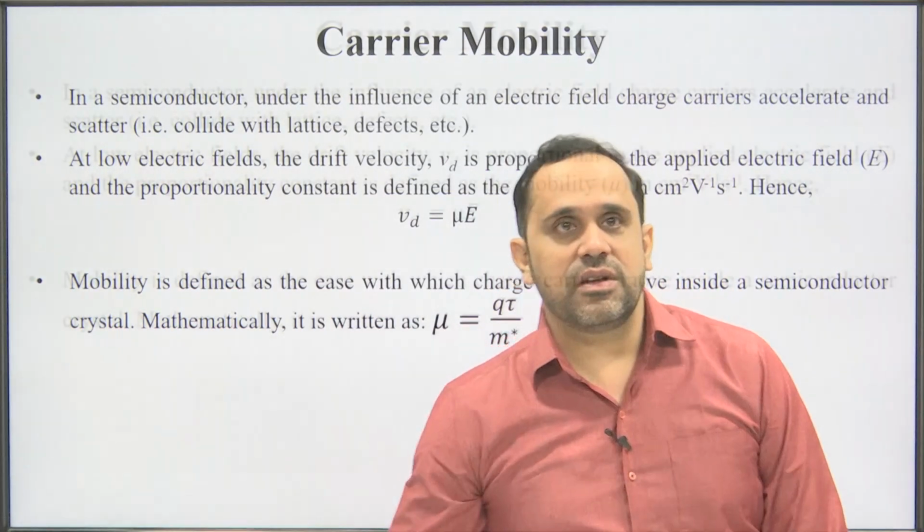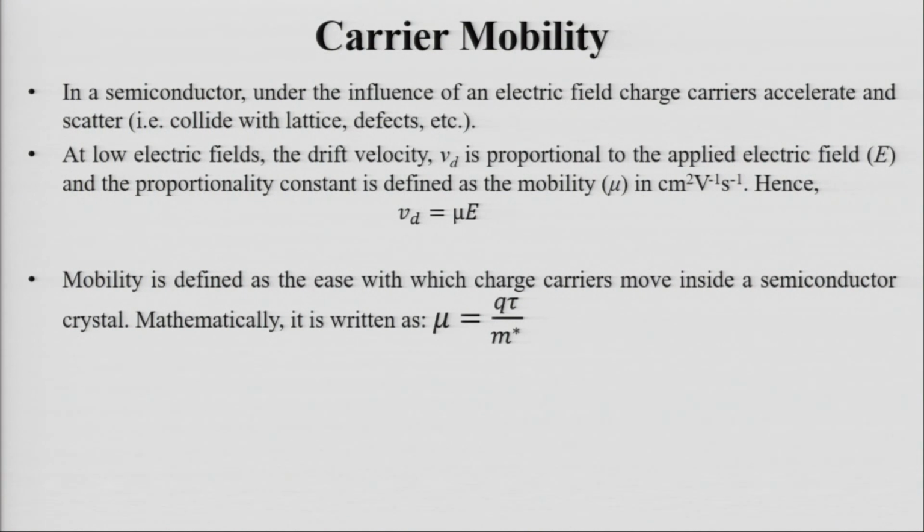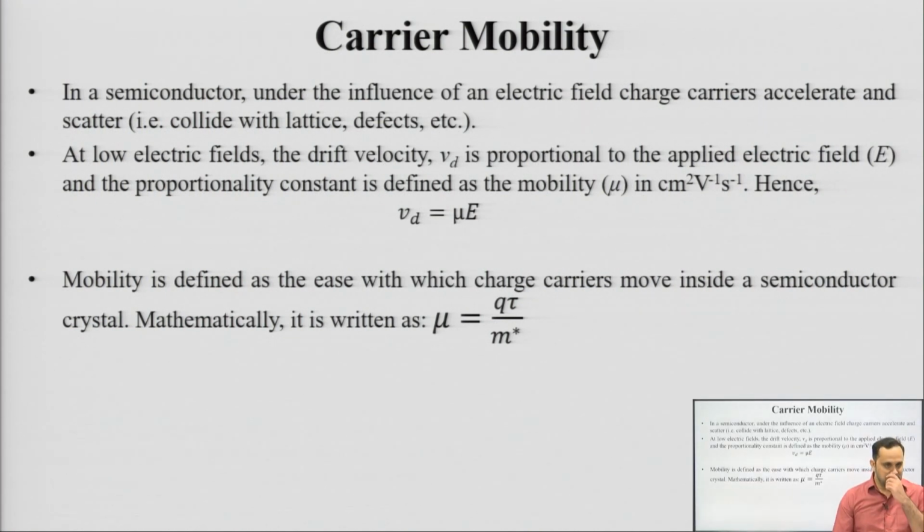In the previous lecture, we discussed the topic of drift current density. What is drift current? Whenever there is an electric field present inside a semiconductor, charge carriers are going to drift. Electrons drift opposite to the electric field and holes in the direction of the electric field, and that produces the drift current inside any semiconducting material.